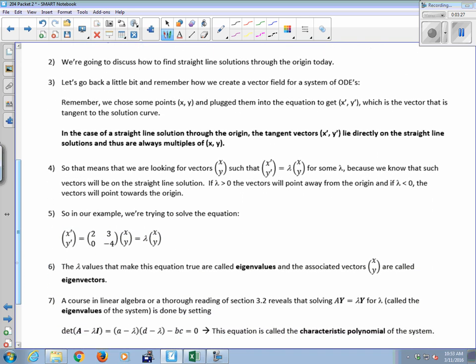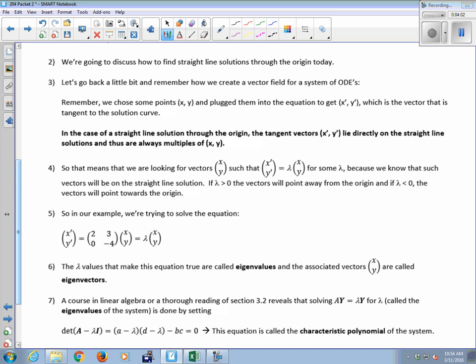All right, so we're going to go back a little bit. Think back to how to create a vector field for a system of ODEs. I had you do one little question on your test recently, put in one little vector. For every point, you plug the values of the point into x prime and y prime, and you get a vector that points in a direction. That vector is actually tangent to a solution curve. So in the case of a straight line solution, think about what a tangent to a straight line looks like. Straight line. It's exactly on the line.